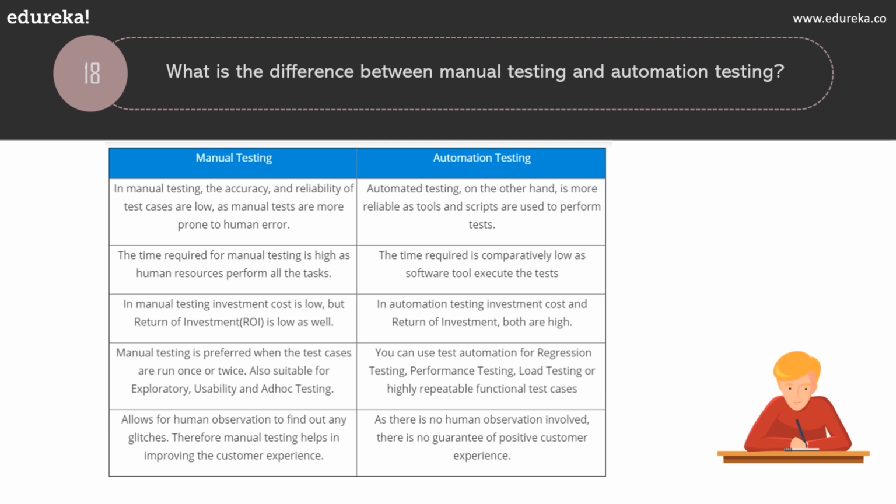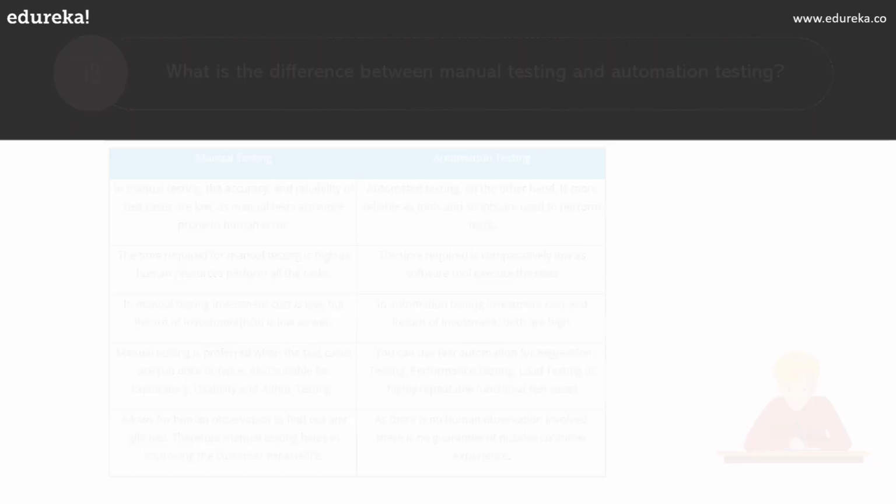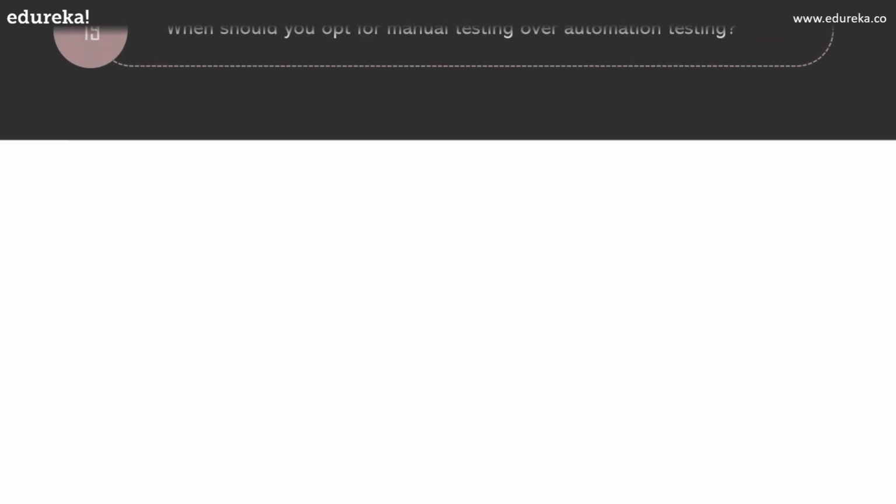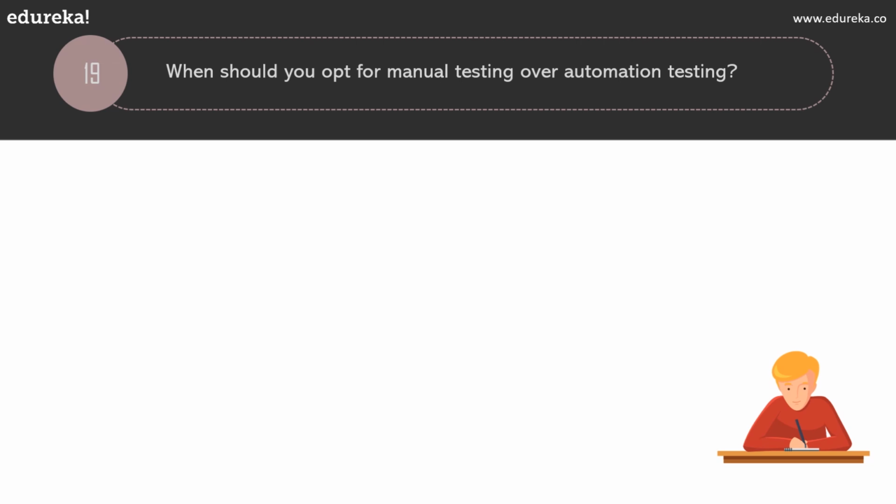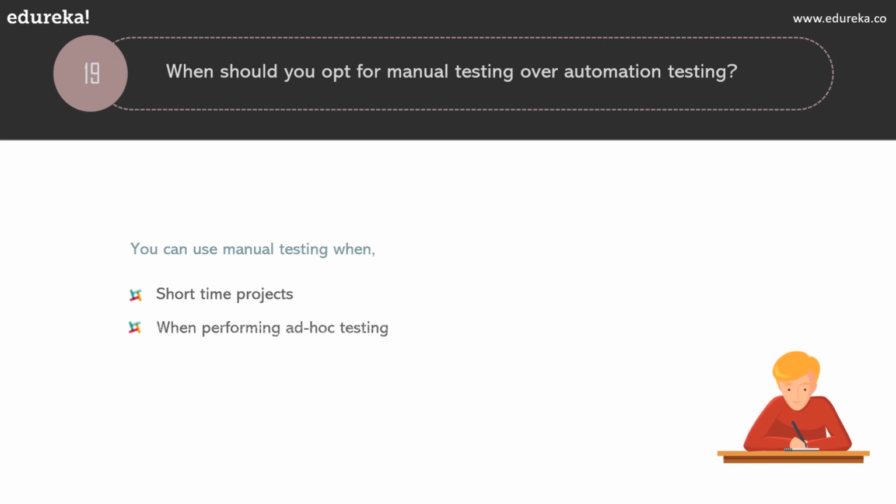So these are certain basic key differences between manual testing and automation testing. Now let's move on to our next question. When should you opt for manual testing over automation testing? There are certain key scenarios when manual testing should be preferred. For example, when you have short time projects, automated tests are aimed at saving time and resources, and yet they take a lot of time and resources to design and maintain them.